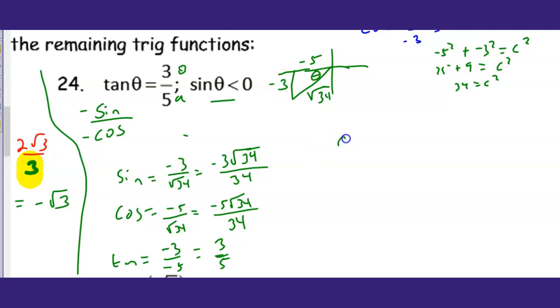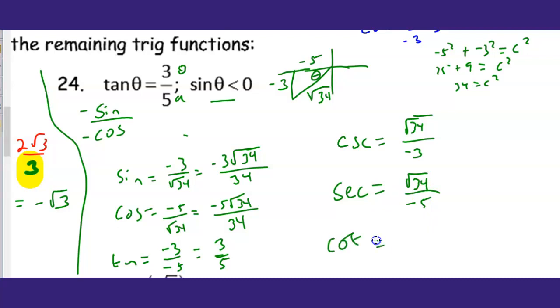Cosecant, the inverse, or hypotenuse over opposite. Sorry about that. So you can just flip that. Secant, the inverse, or hypotenuse over adjacent, and then cotangent, adjacent over opposite, which you can just invert.